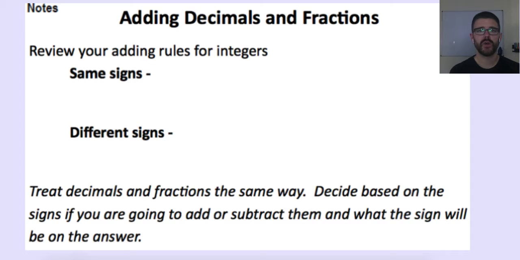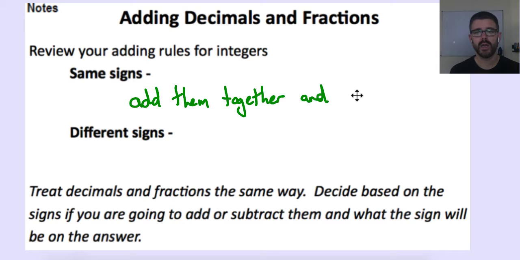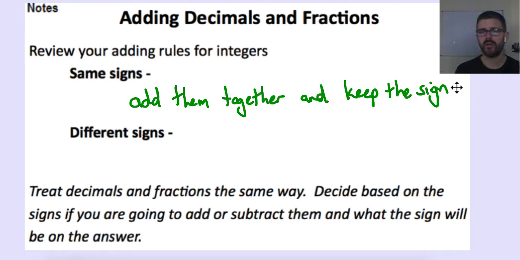So first we're going to start with our rules again. So think of our song. Okay, I know everybody loves it so much. If your numbers have the same signs, you're just going to add them together and keep the sign. Same signs, add and keep. If they're both positive, they stay positive when you add them together. If they're both negative, they just become a bigger negative number.